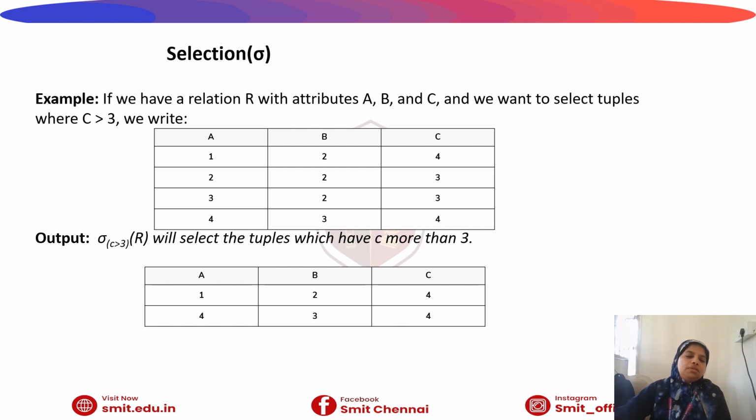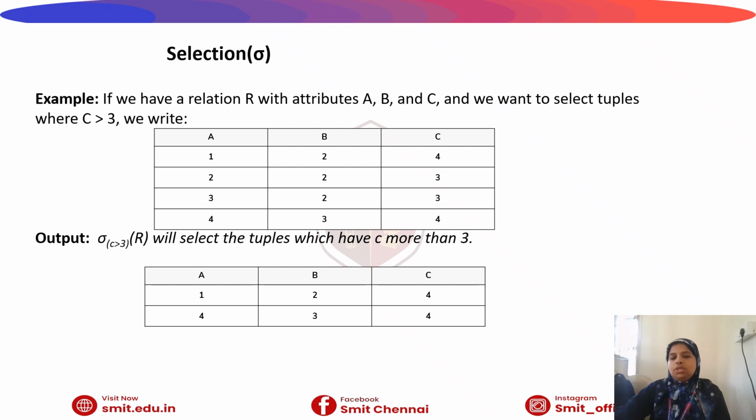What is the example? If we have the relation R, with attributes, column A, column B, and column C, we want to select the tuples where the C column is greater than 3. Look at the C column: which value is greater than 3? This is the query where C is greater than 3. Which row is greater than 3? That is C, which is 4.